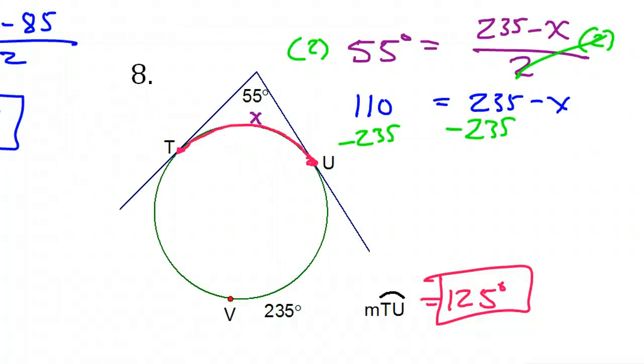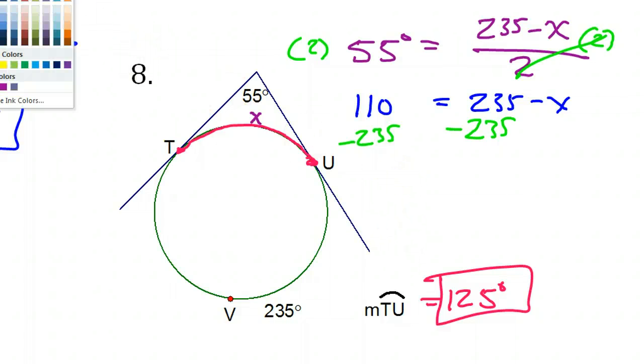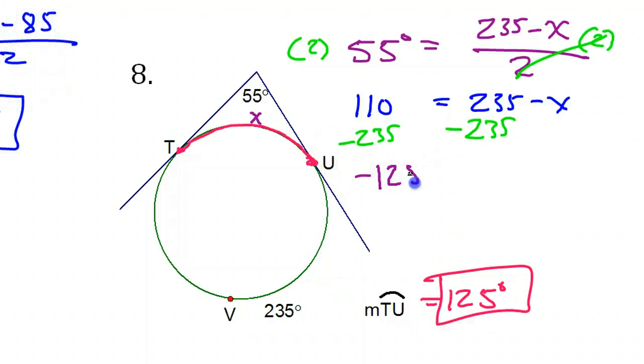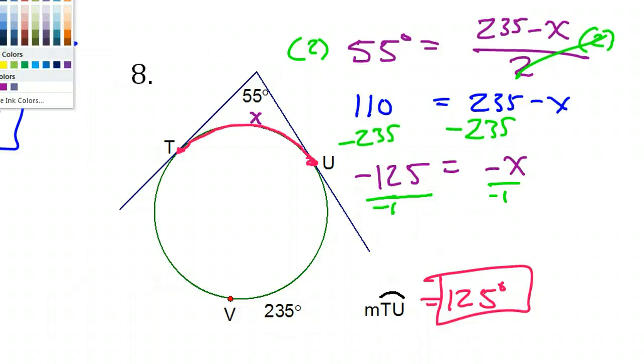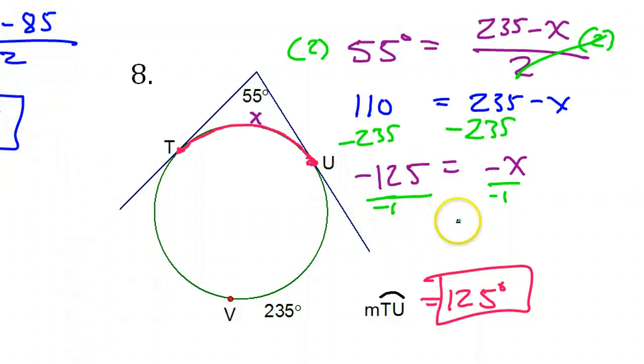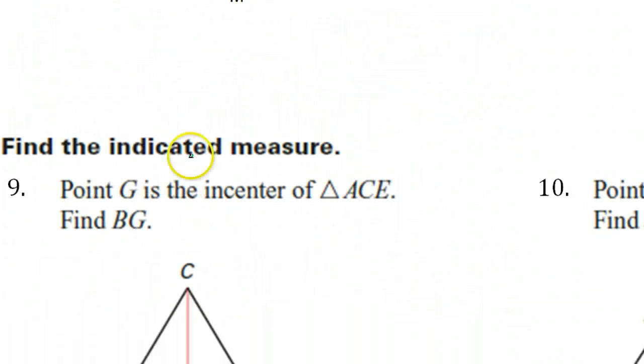And then we would have subtracted 235 from both sides. That's negative 125 is equal to negative x. And we would have divided both sides by negative 1, turning everything positive. And that would have given us positive x is equal to positive 125. Okay, but it would be silly to do all that. It's much quicker to simply subtract 235 from 360. So, a bit of a silly problem.